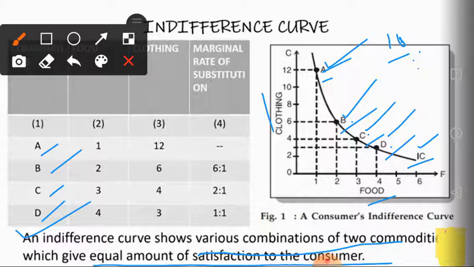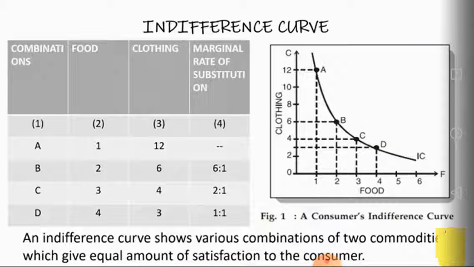What is the meaning of indifferent? Indifferent means not different, which is equal at all levels. So this is a curve on which we get different combinations of two goods, and each combination is giving an equal level of satisfaction. I hope it is clear.